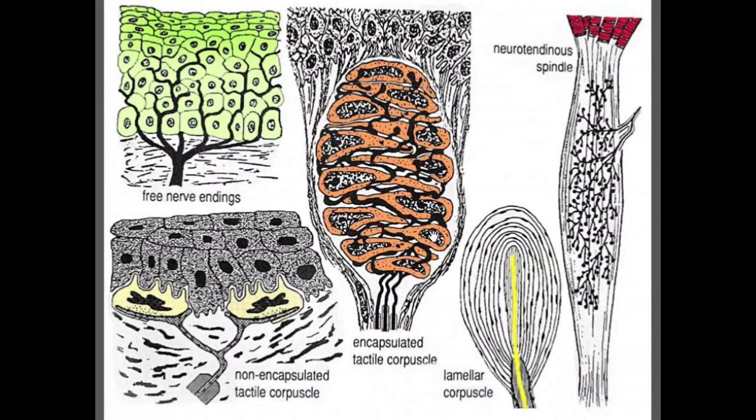These are encapsulated receptors. This is a mechanoreceptor. Several axons are branching among modified supporting cells. Here the supporting cells have formed an onion-type arrangement around a single axon. This is a tendon organ that signals muscle tension.